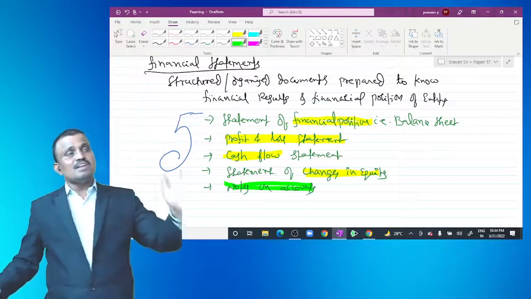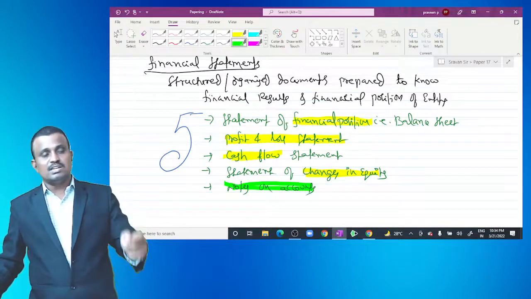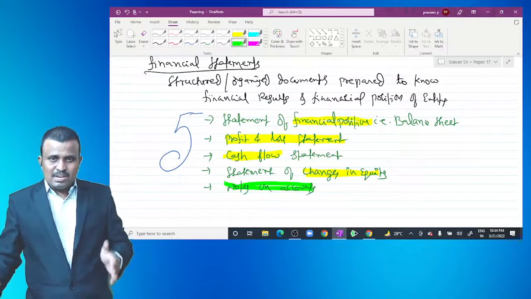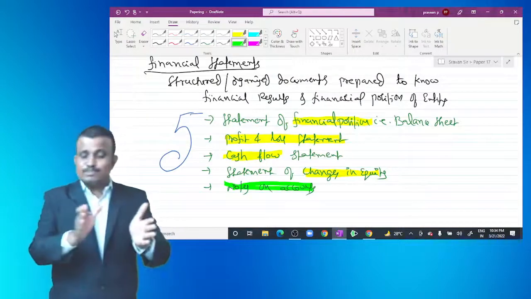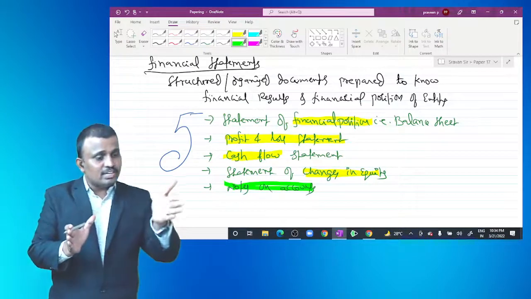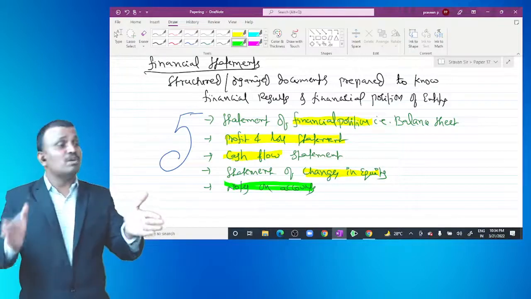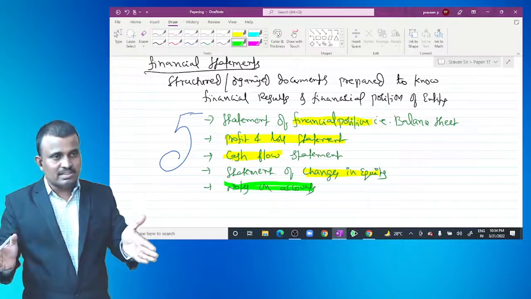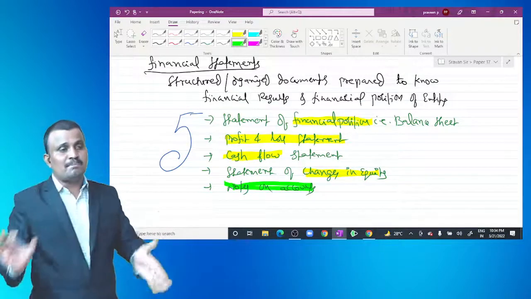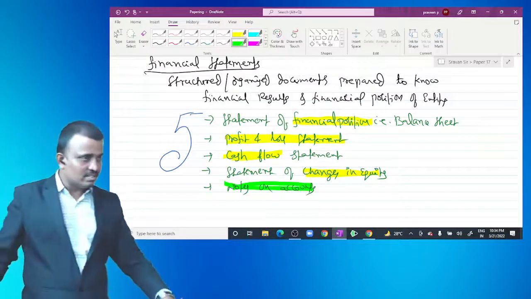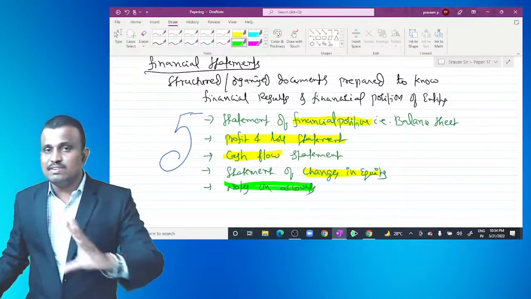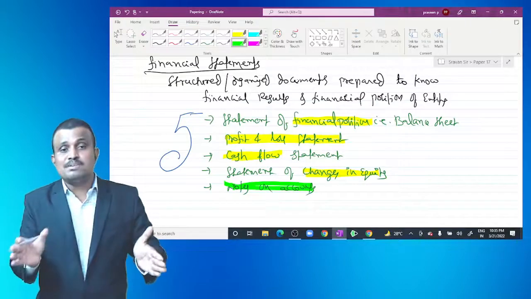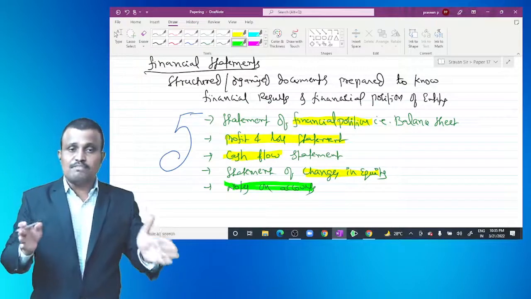For example, on 31st March 2021, the value of inventory is around 25 lakh. But generally there is some period between the date of the balance sheet and the date of approval of the financial statement. The financial statement should be approved by the board of directors. In between, suppose a fire accident occurred and the inventory was lost. That is an event occurring after the balance sheet date.